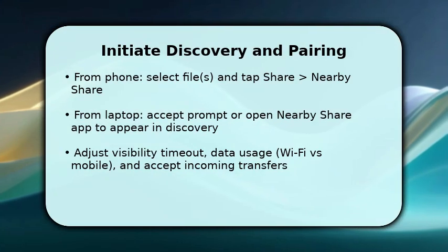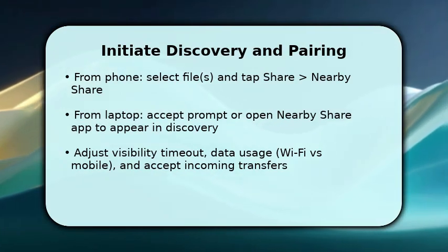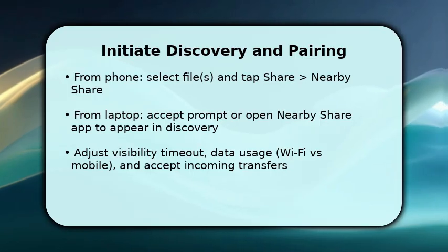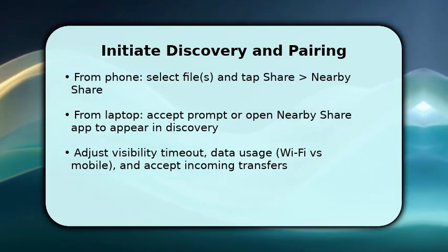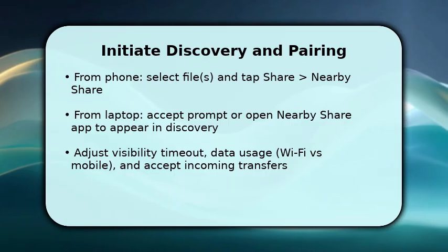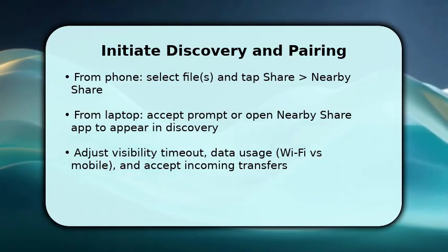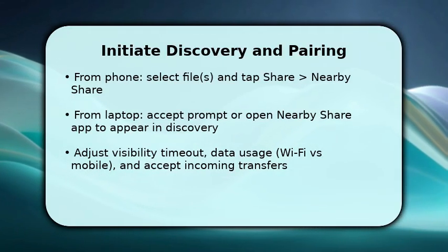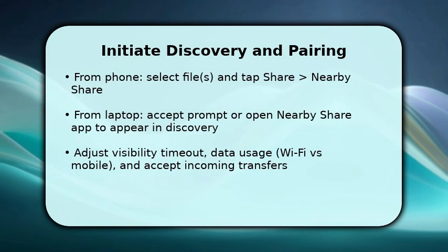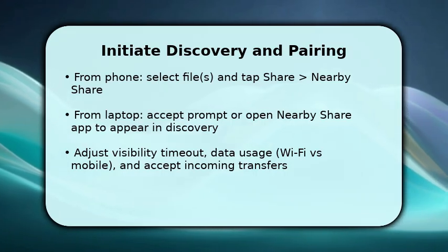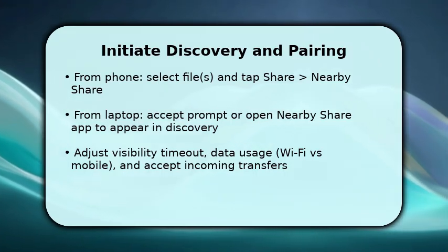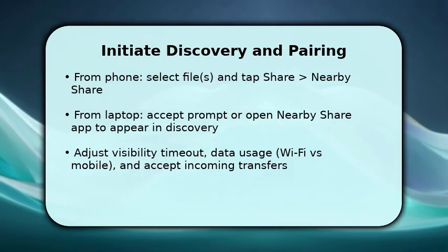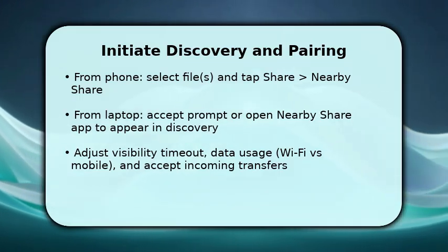Now you perform the discovery and pairing sequence. On the phone, pick the file or files, tap Share, then choose Nearby Share. Your phone will scan for nearby devices. On the laptop, keep the Nearby Share window open so it appears in discovery lists, then accept the phone when it shows up. Make sure to select the preferred transfer method, Wi-Fi for speed, Bluetooth for small items, and confirm permissions. Once paired, transfers will queue and start automatically. Monitor progress in the notification area.